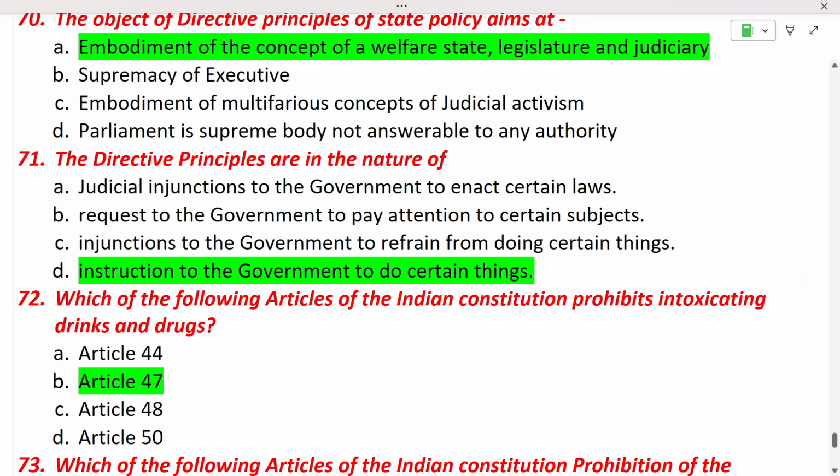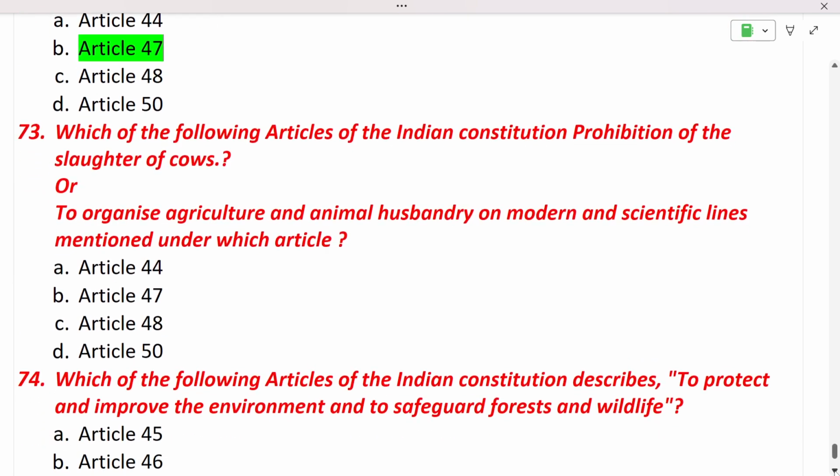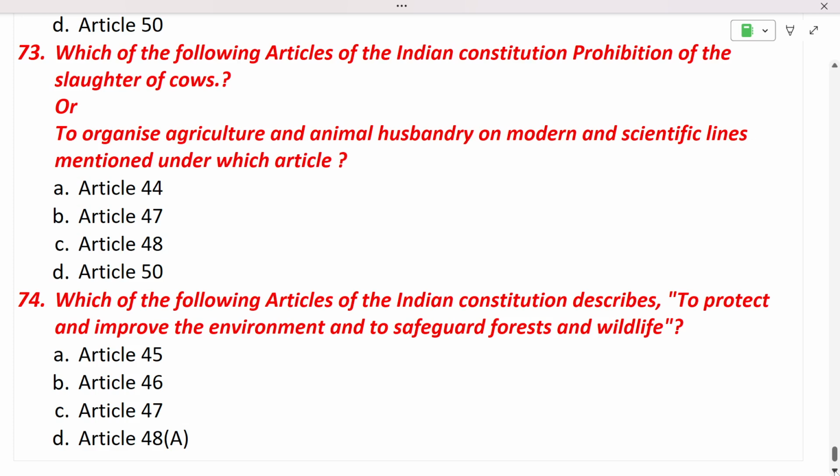Next, remaining two questions are there. Let's complete it. Question number 73. Which article of the Indian Constitution prohibits the slaughter of cows, or the question can be framed as to organize agriculture and animal husbandry on modern and scientific lines, mentioned under which article? Option A, Article 44. Option B, Article 47. Option C, Article 48. Option D, Article 50. So the answer is C.